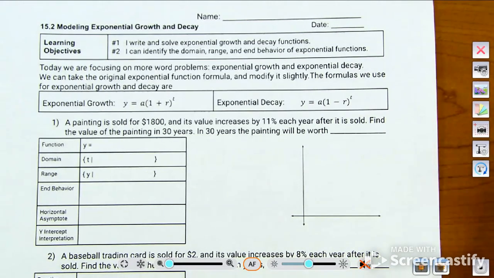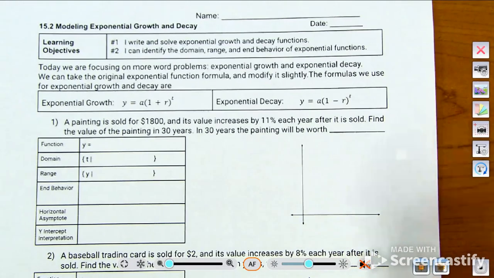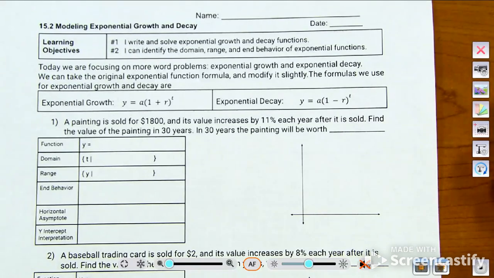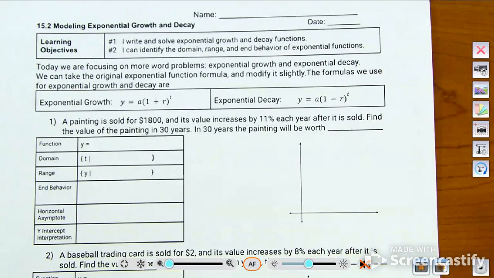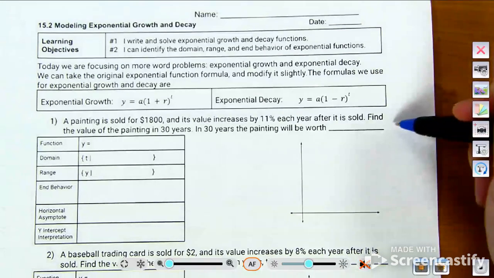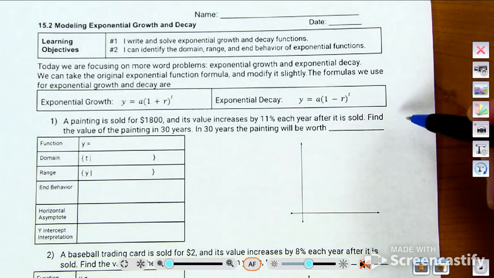So let's look at question 1. All of these problems will follow the same structure, so as long as you understand how to identify these pieces, you should be good to solve all of the rest of these. So question 1 says, a painting is sold for $1,800 and its value increases by 11% each year after it's sold. Find the value of the painting in 30 years. And then there's a space for us to identify that answer.